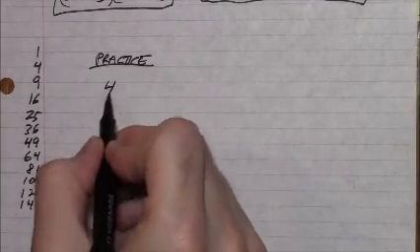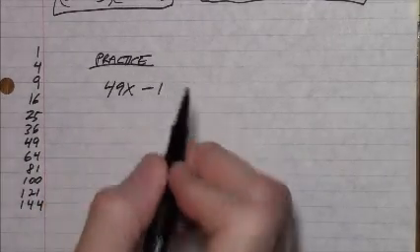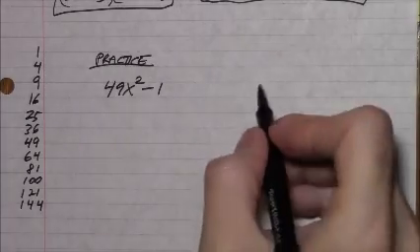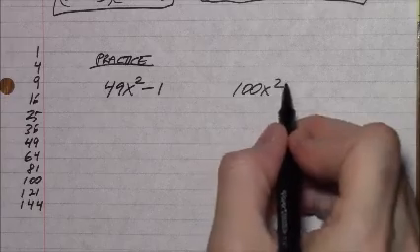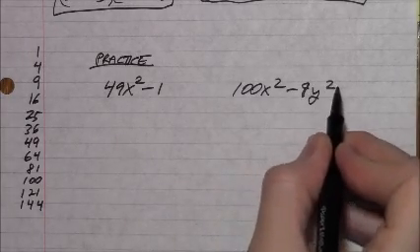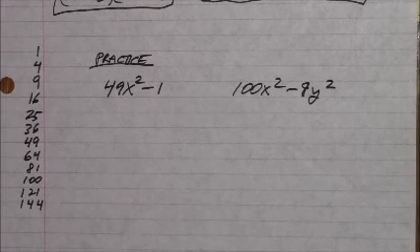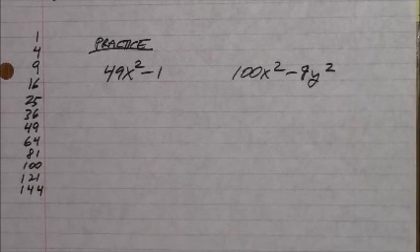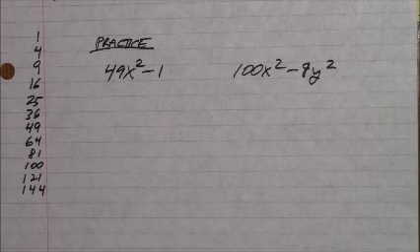Okay, I'm going to give you 49x squared minus 1. And I'm going to give you 100x squared minus 9y squared. Okay, pause the video and take a few moments to go ahead and figure these out. Start the video, unpause it when you are done. I will start talking in 5 seconds video time.